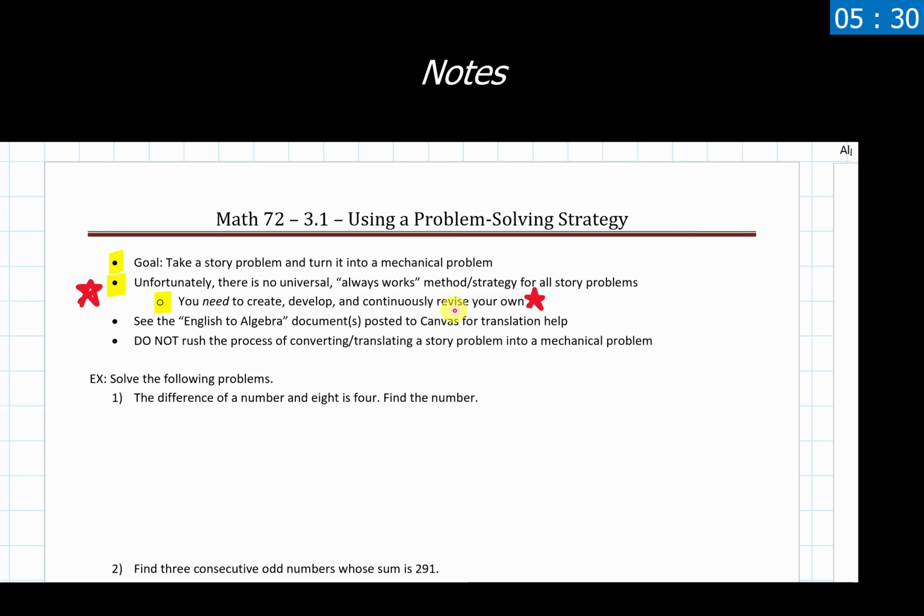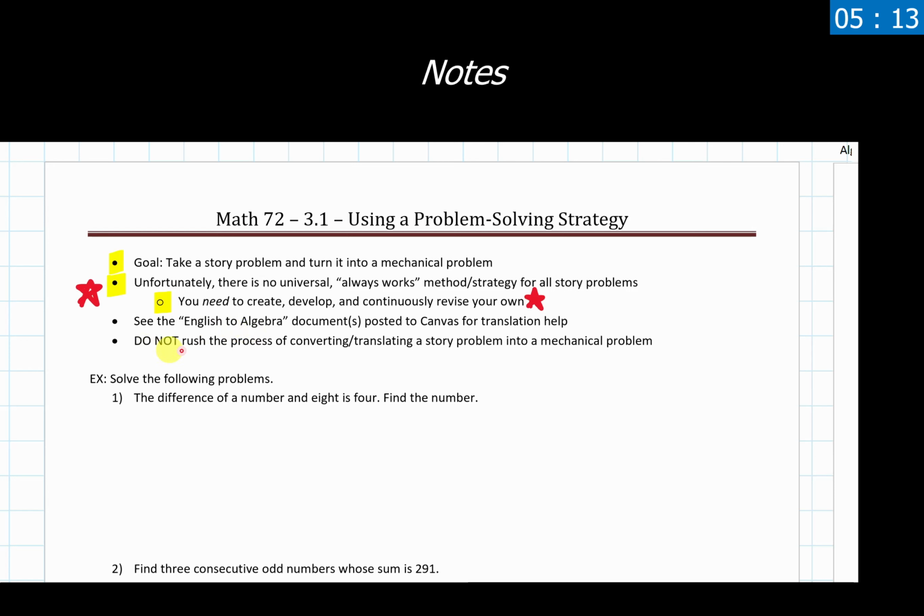And what we're also going to take a look at is an English to Algebra document that's just to the right of the one we're looking at right now. I think that's very helpful for going through and translating things from English statements into algebraic expressions.